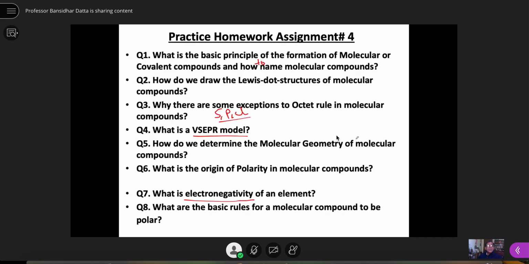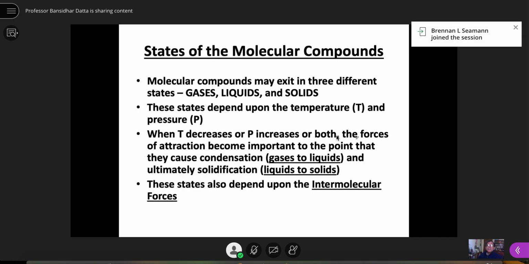All right. Now let's go to the next step. States of the molecular compound. Many of them could be gas, could be liquid. Based upon whether the molecule is polar or non-polar, that will determine the state of matter, the states of the molecular compound. You know the states of matter. How many states of matter do you know? Any matter has 3 different states, right? What are those states? Gas, liquid, and solids.